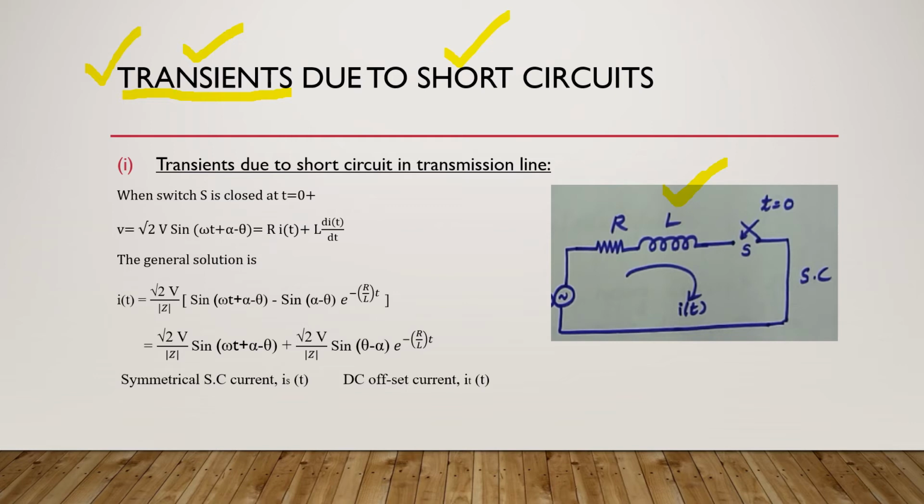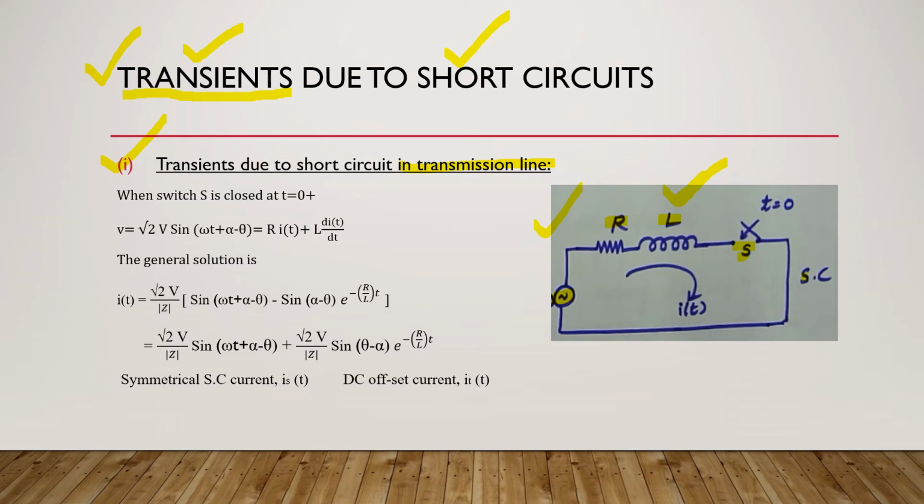Under this point we have two cases. First one is the transmission line, where we are going to analyze the transients, and the second one is the three-phase alternator, which will be discussed in the next video. This is the equivalent circuit of a transmission line, for one phase. This is the supply voltage, this is the resistor, this is the inductor, the switch, and then the short circuit.